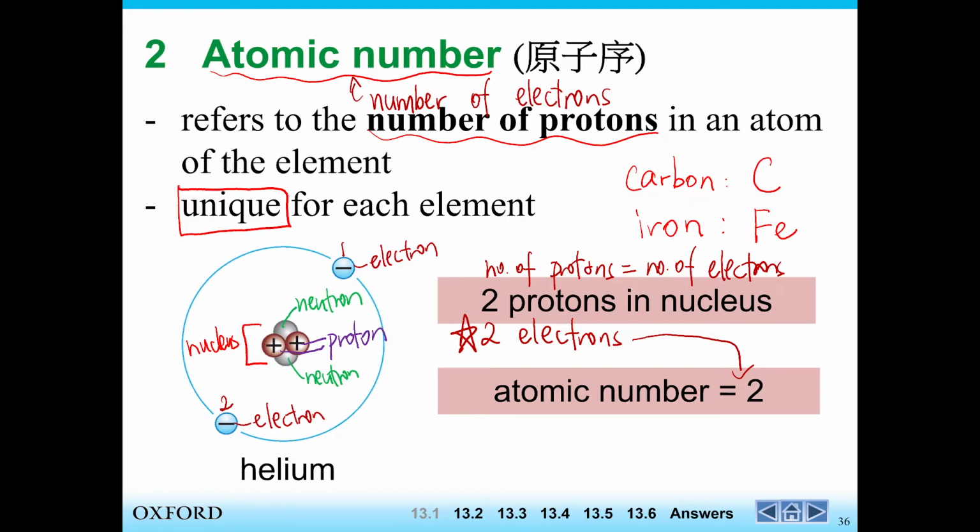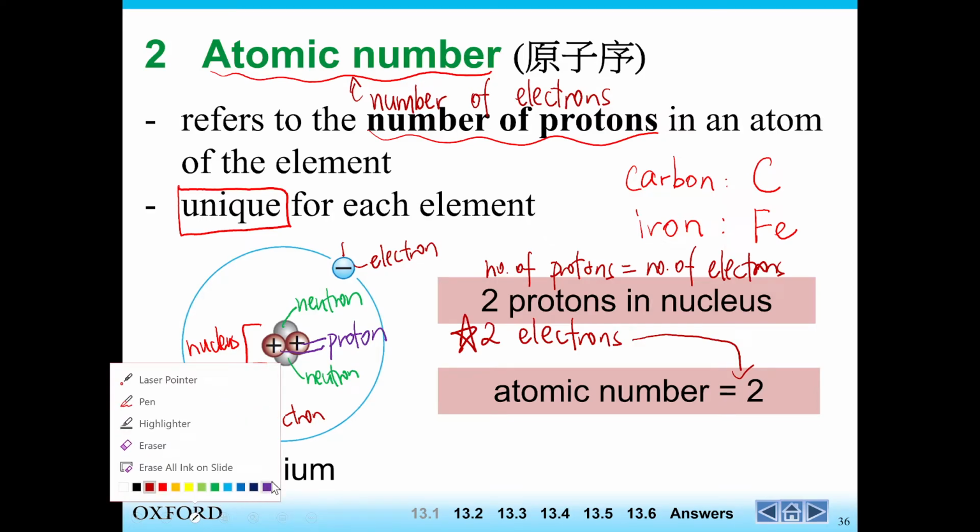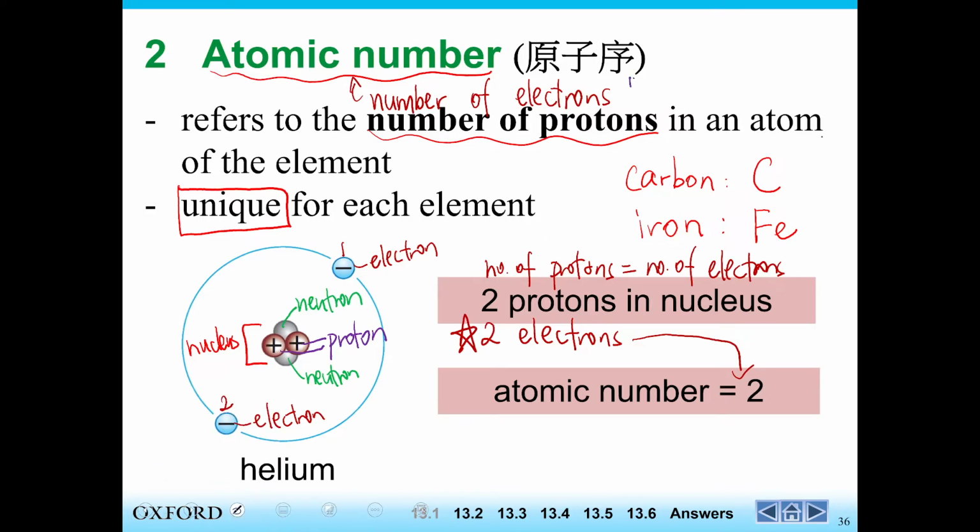But one thing to note, later on we will learn the concept about ions. When it comes to ions, the steps that you need may be a bit different. But for now, if you know the number of electrons, you can also figure out the atomic number.